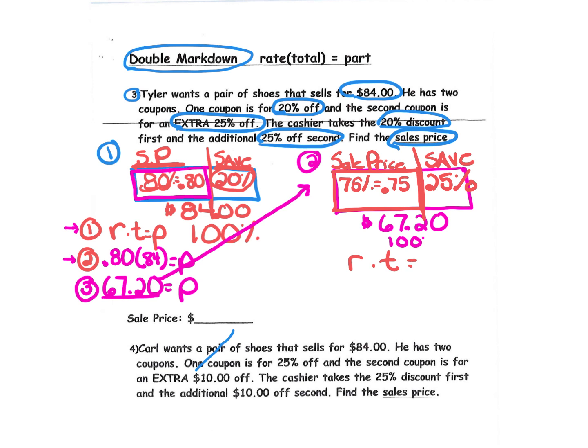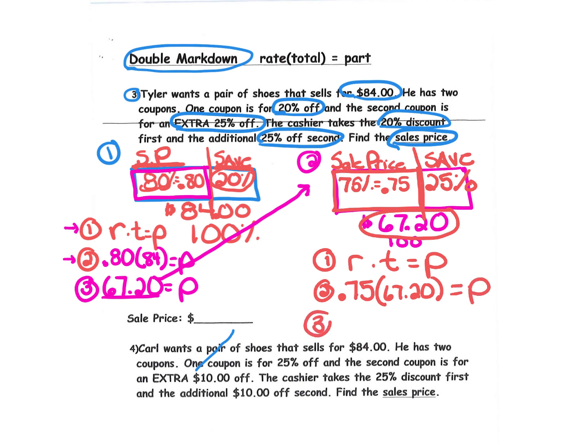Write the formula R times T equals P. Now we're spending at a rate of 0.75 or 75% times the current price of the shoes, $67.20. Take a moment and enter that into your calculator, and then you will arrive at the new sale price. You should have gotten $50.40.